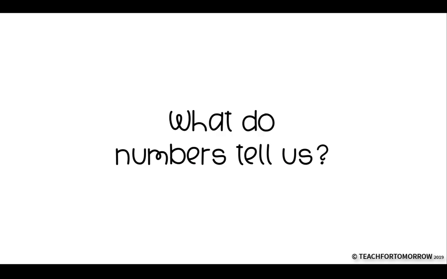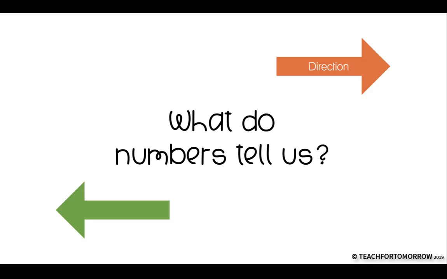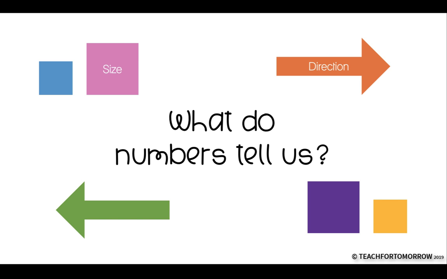Okay, so what do numbers tell us? Well, numbers tell us two things. The first thing they tell us is the direction that we're going to move, and we see that in our positive and negative signs at the front of our numbers. The second thing that they tell us is the size of the value. They tell us how many places we're going to move along our number line and whether it's in a positive direction or a negative direction.